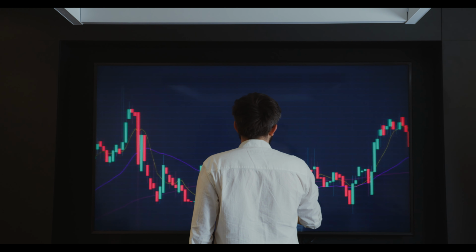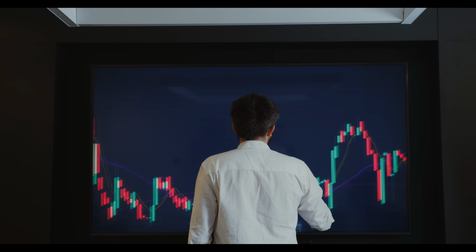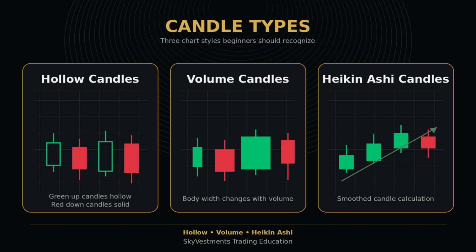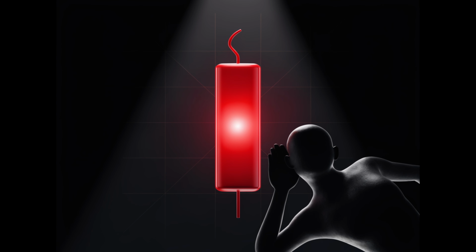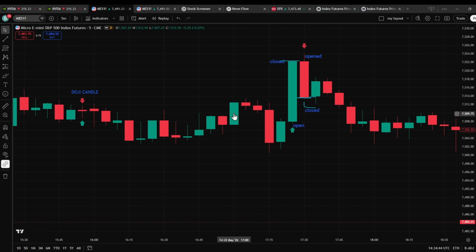Regular candles are the foundation of reading the chart. Before you start switching to hollow candles, volume candles, Heiken Ashi, or anything else, you need to understand what a regular candle is telling you first. Each candle represents a period of time. If I'm on a 1 minute chart, every candle is showing me what happened during that 1 minute.